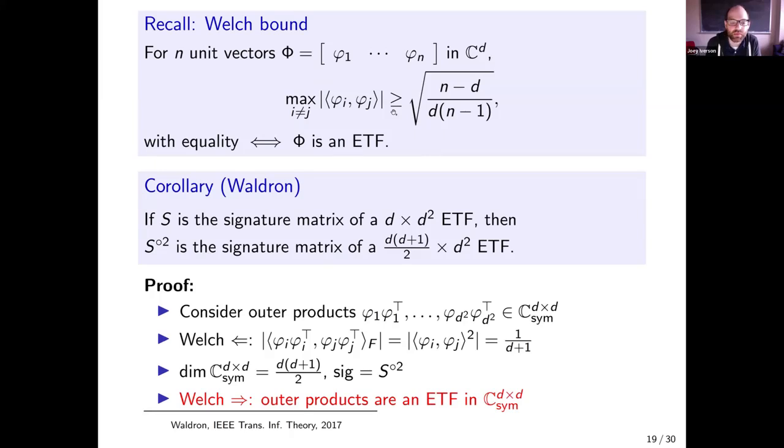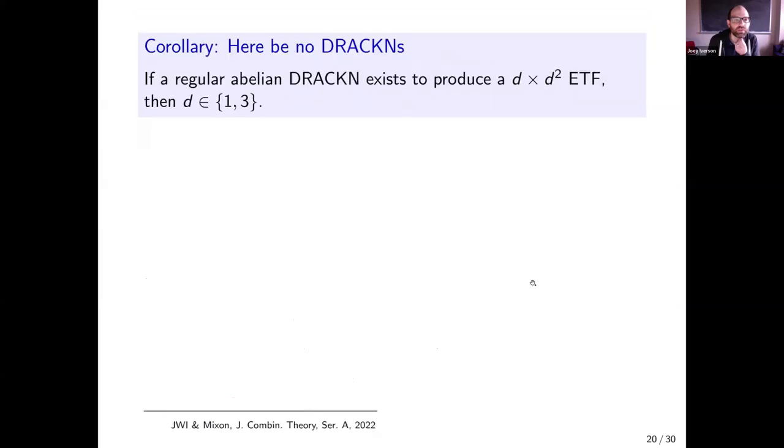Because they attain the Welch bound, then you have to have an ETF. So I'm really using this direction of the Welch bound now. So because the Welch bound is attained, these outer products form an ETF in a space of this specific dimension, okay? So that result is really why regular abelian DRACKNs cannot produce ETFs. The theorem actually is: if you have a regular abelian DRACKN that exists to produce a d by d squared ETF, then d could only be 1 or 3.